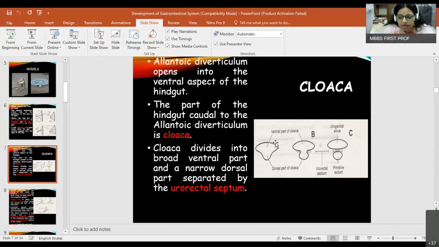This is one aspect to show you how the division of cloaca is taking place into the ventral part that forms the urogenital sinus and the dorsal part that is forming the primitive rectum. This demarcating line actually is a septum that is named after the urogenital sinus and rectum as urorectal septum. Okay, so this is urorectal septum which divides the two.